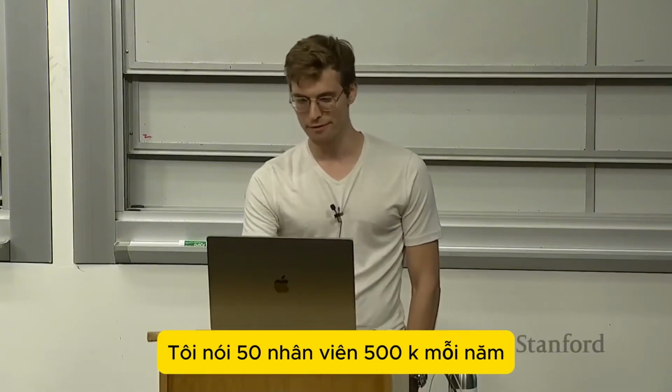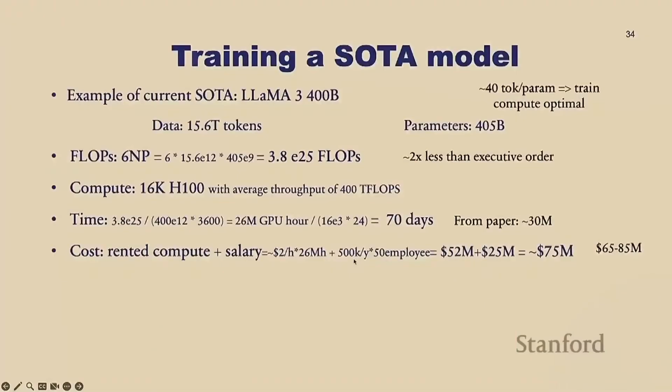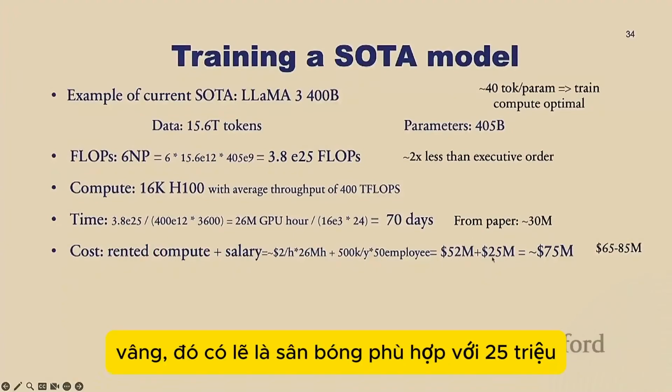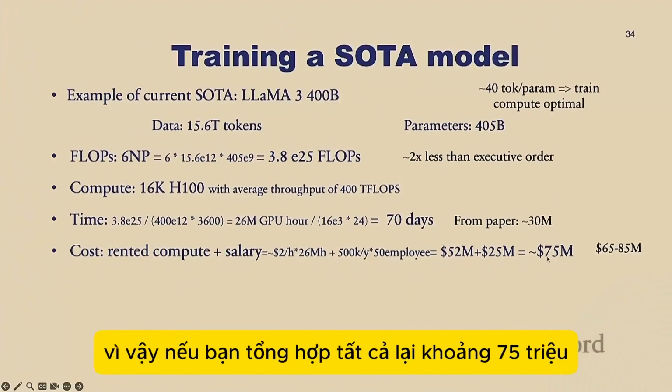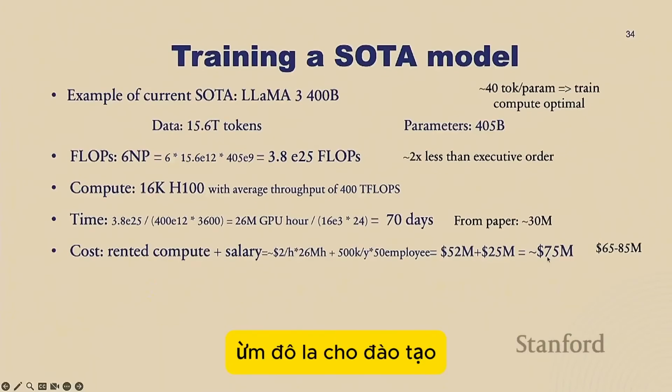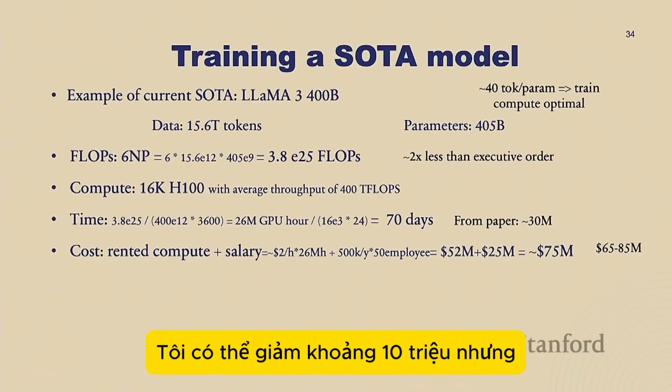Now salary. I said 50 employees, 500K per year. It's probably the right ballpark. That's 25 million. So if you put it all together, around $75 million for training this Llama model. I'm probably off by like 10 million, but that's kind of the right ballpark.